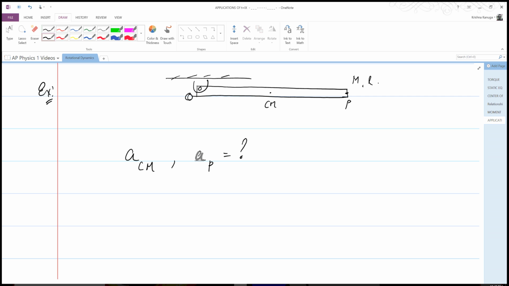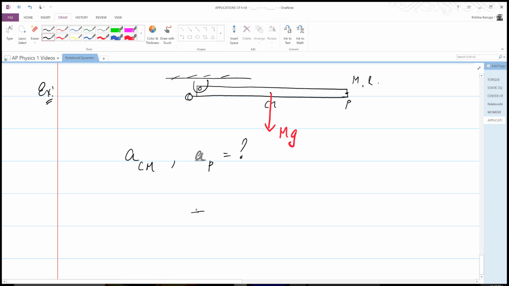At this point, as usual, we'll draw a free body diagram. There's not really much. There's only one force acting on this object, which is the force of gravity acting at the center of mass of the object. That force we know is mg, and essentially that's the only force that's causing any kind of acceleration.